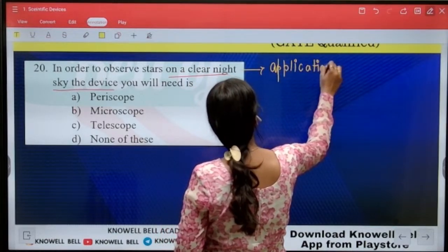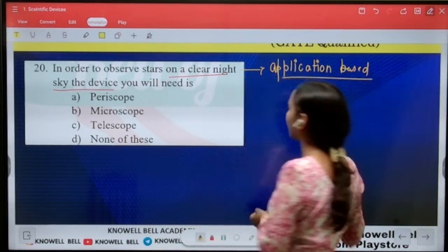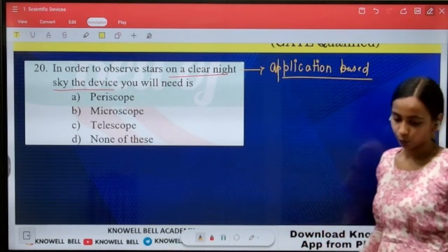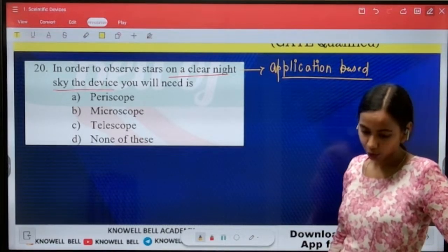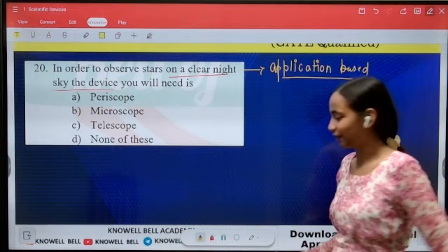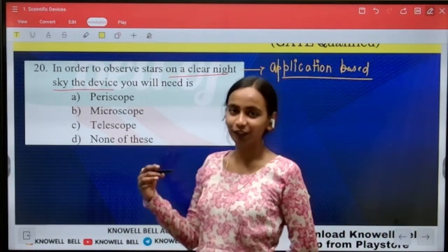So only rotting is not going to help you. You have to understand the thing. So this is such an application based question. Okay. What will be the right answer? C. Good. Telescope. Right. You even made the telescope. Nice. Okay. So which device is used to observe stars on a clear night sky?